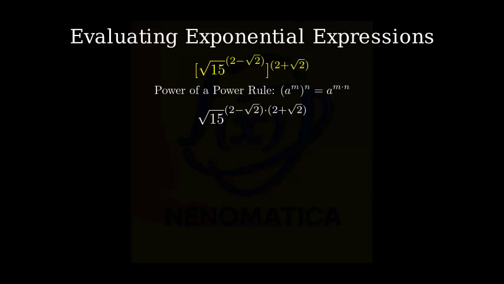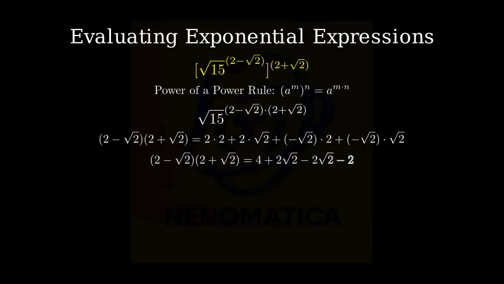Now, let's expand the product in the exponent. We'll multiply 2 minus square root of 2 by 2 plus square root of 2. This follows the FOIL method for multiplying binomials. First, we multiply the first terms, 2 times 2, which equals 4. Then the outer terms, 2 times square root of 2, which equals 2 square root of 2. Next, the inner terms, negative square root of 2 times 2, which equals negative 2 square root of 2. Finally, the last terms, negative square root of 2 times square root of 2, which equals negative 2, because square root of 2 squared equals 2.